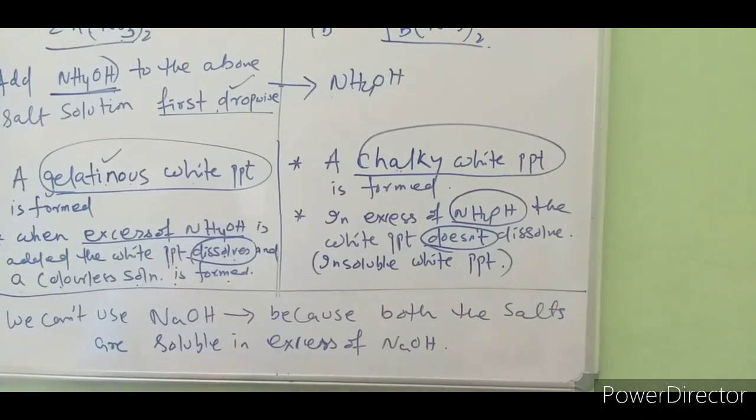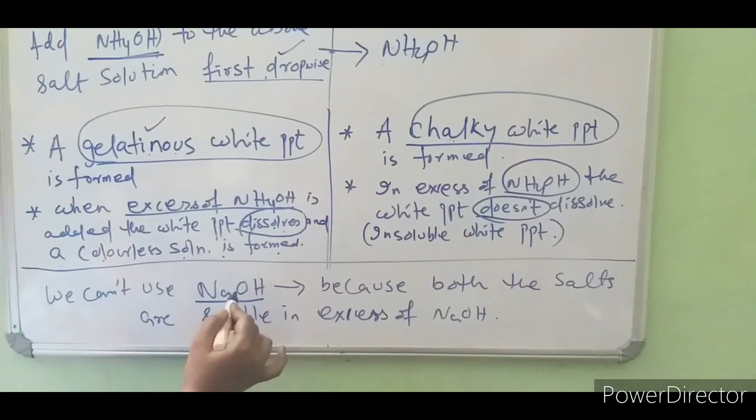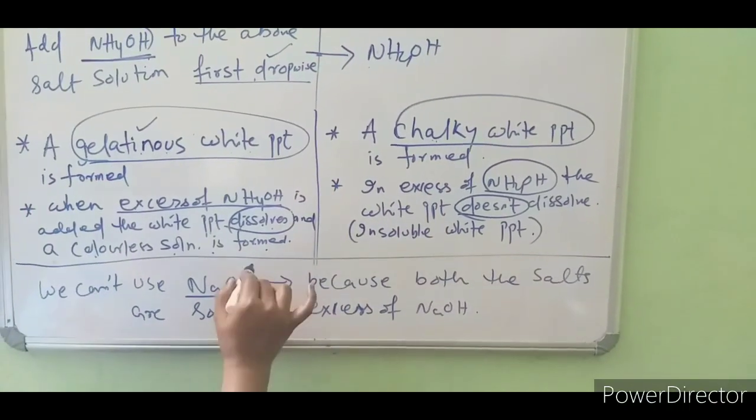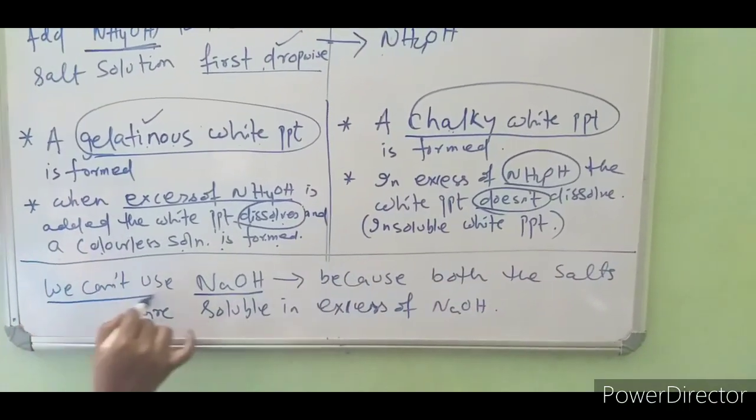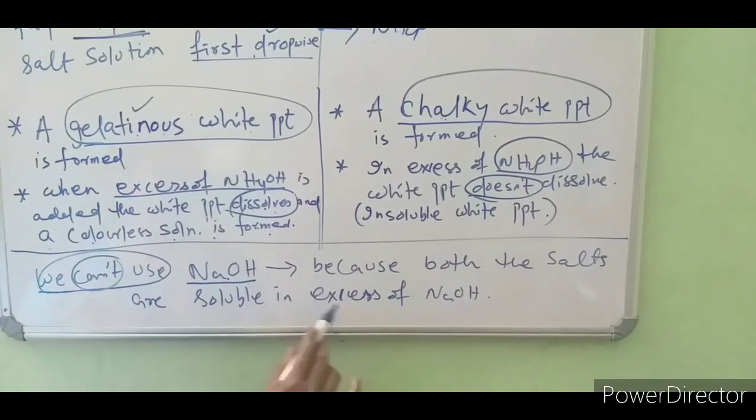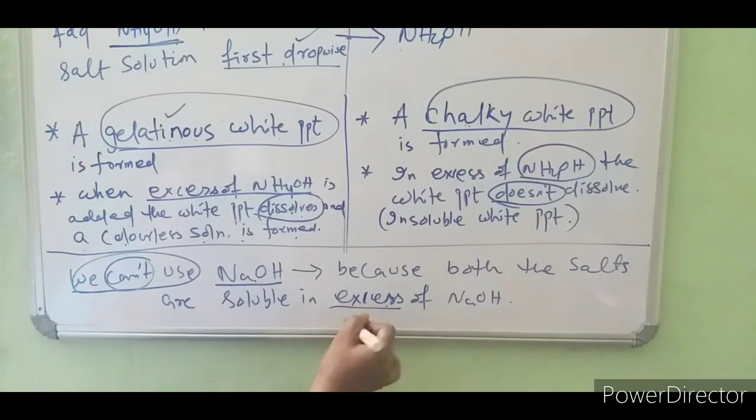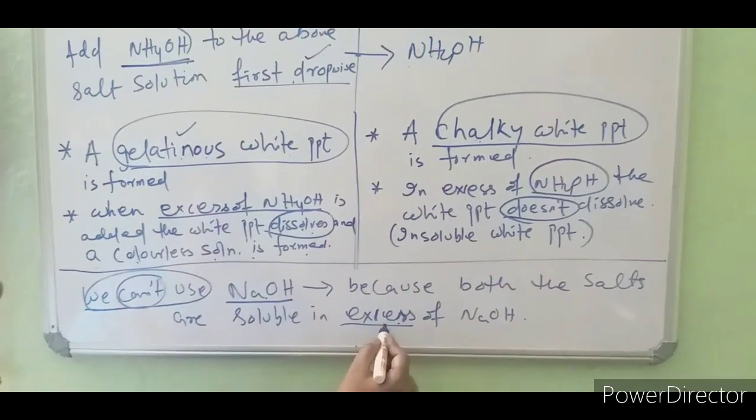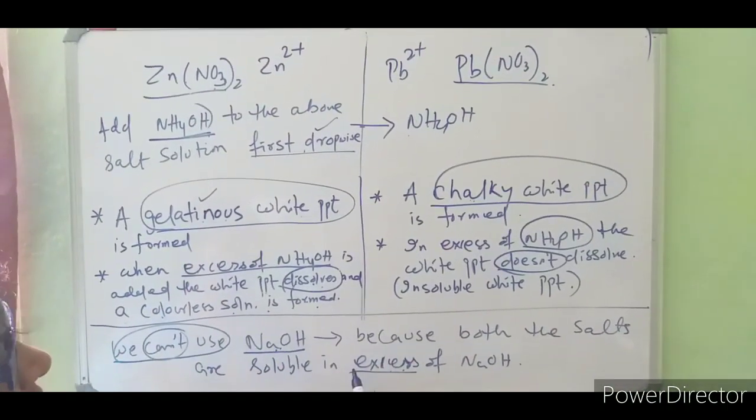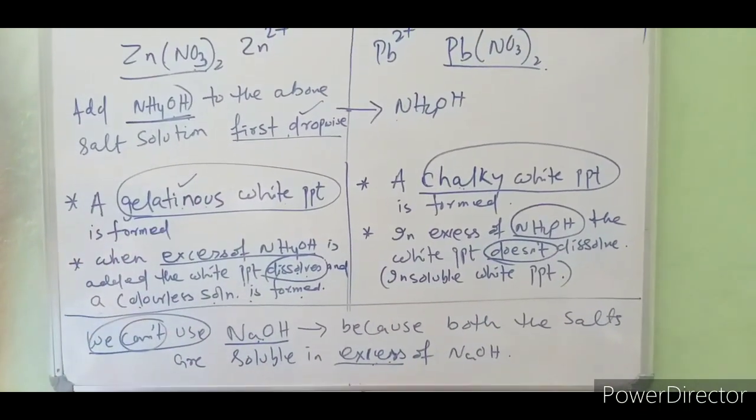What is the common mistake children make? They use sodium hydroxide and write down that a gelatinous white precipitate will be formed, a chalky white precipitate will be formed. That one is wrong. Here we cannot use NaOH because both the salts are soluble in excess of NaOH. So you may ask why take excess, when dropwise a small amount is taken. But if you take sodium hydroxide, even if it is a little concentrated, they can dissolve. So a better option is to take ammonium hydroxide in this solution.